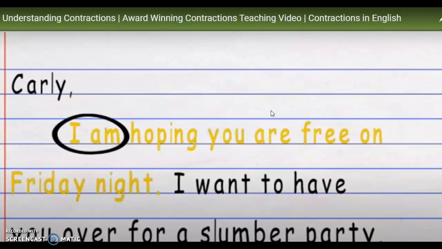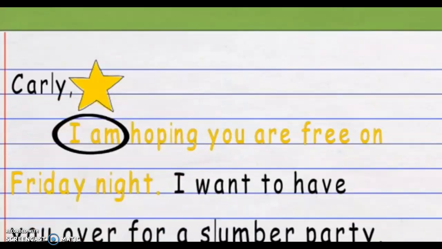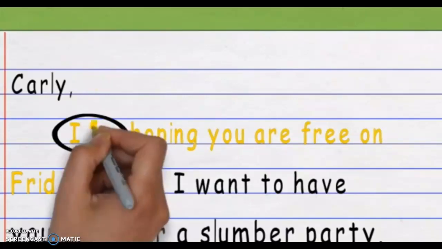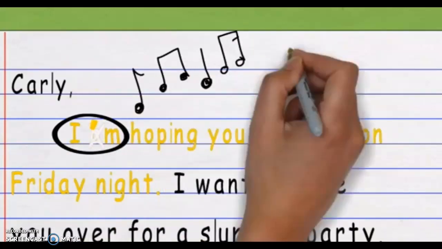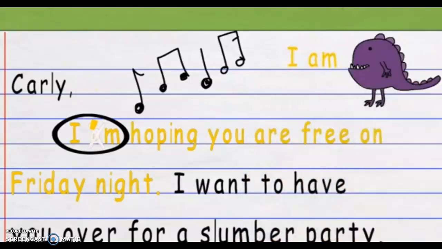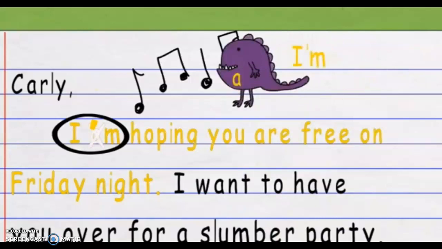It's important to note that there is nothing incorrect about writing I am. We are simply looking for the places in Sasha's letter where she could choose to use a contraction. To make I am into a contraction, we eliminate the A and put an apostrophe in its place, forming the contraction I'm. Or, in the Grammar Songs video Beware of Contractions, the monster apostrophe comes along to eat the A, changing I am into I'm.